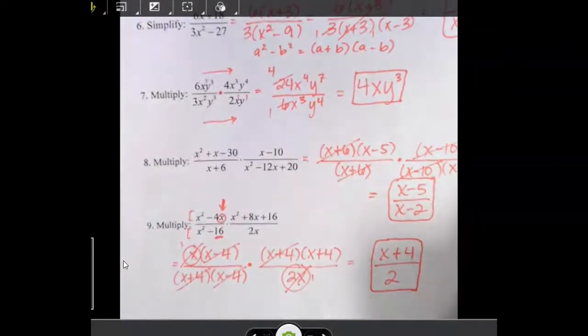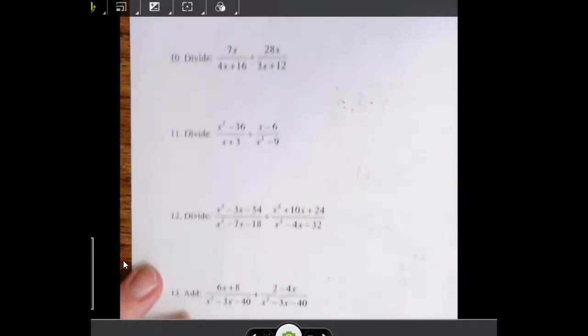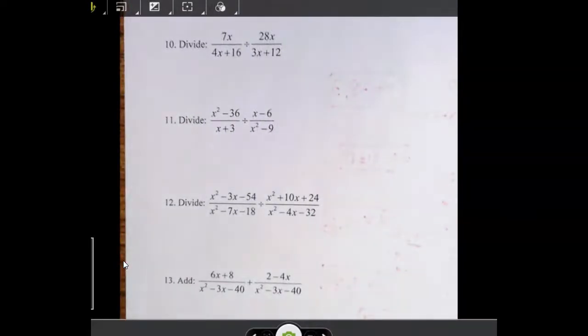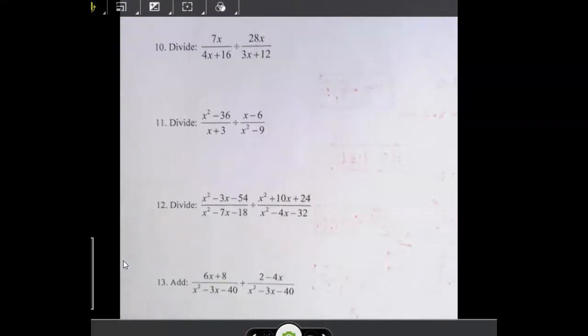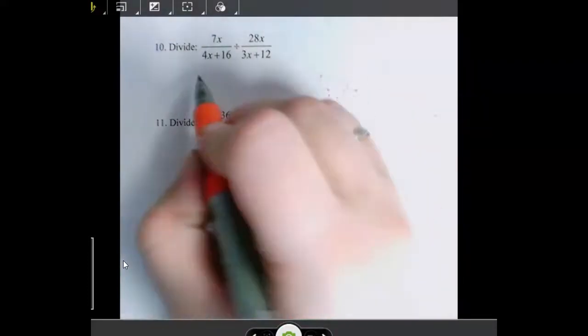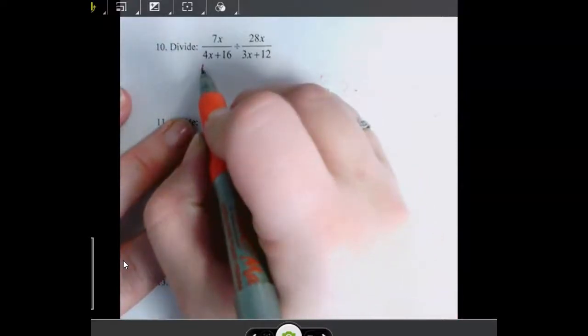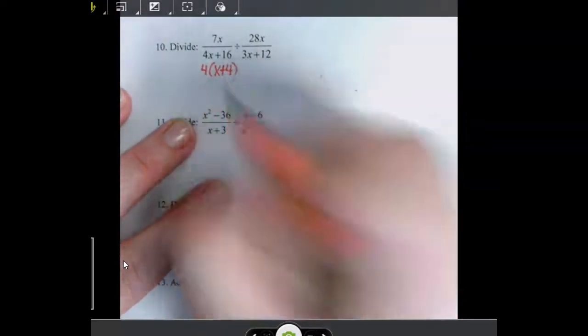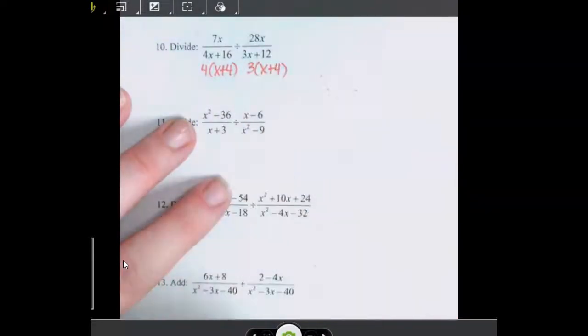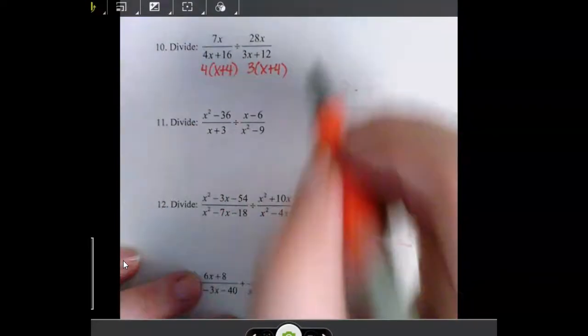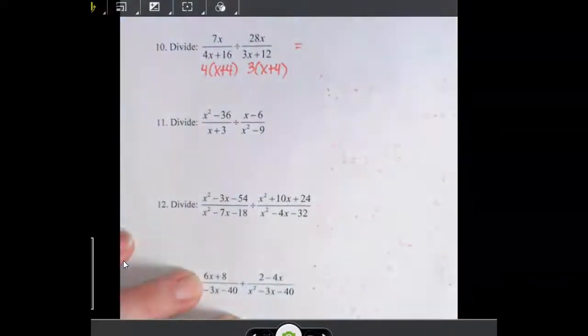All right, so moving ahead, looking at the back. Now we are dividing. So remember, to divide rational expressions, we factor them as they are, much like when we multiply, but then we have to do the reciprocal of the second fraction, and then we can multiply. All right, so if I factored this as it is, this denominator has a GCF of 4, and this denominator has a GCF of 3. So I can see there's an x plus 4 factor in both of those. Okay, and remember, if I were giving excluded values, I would list them here.